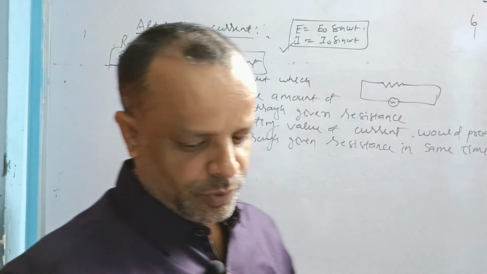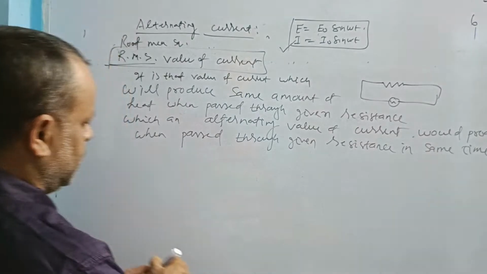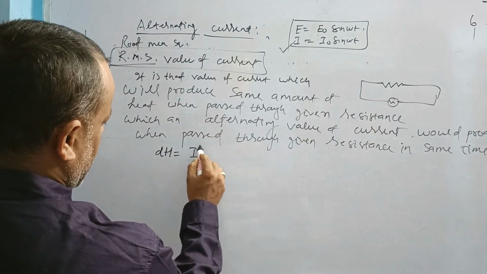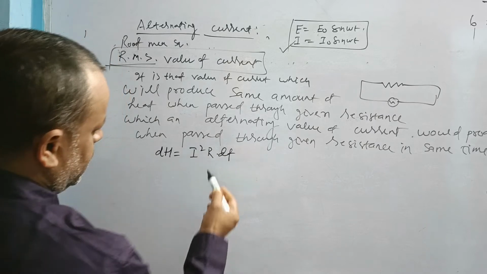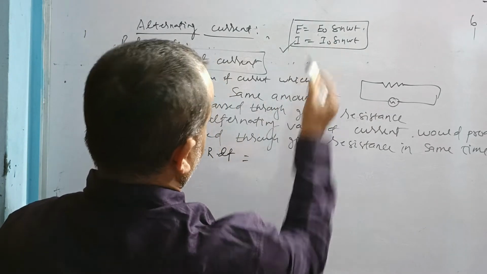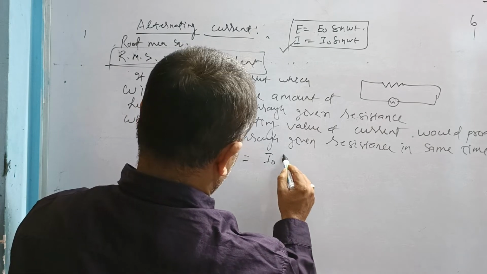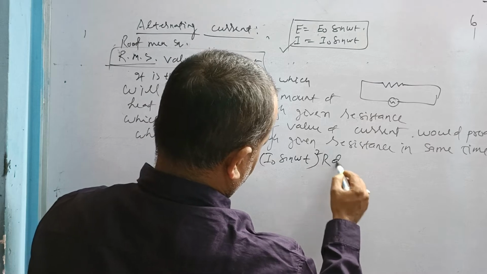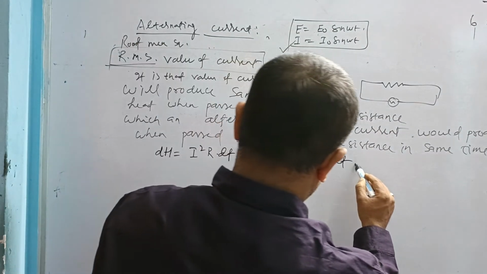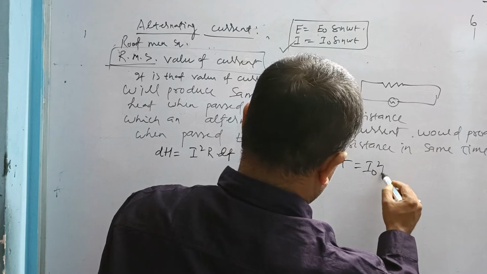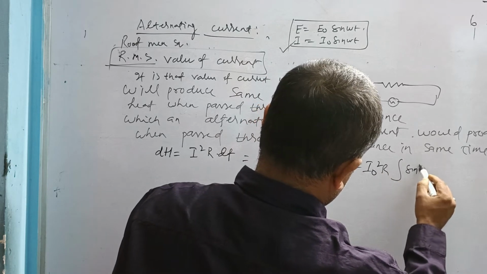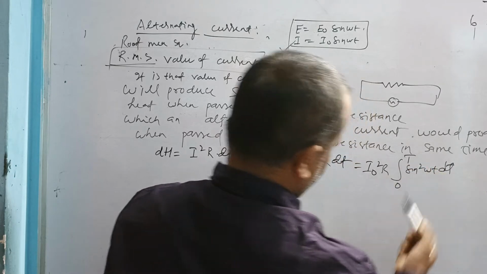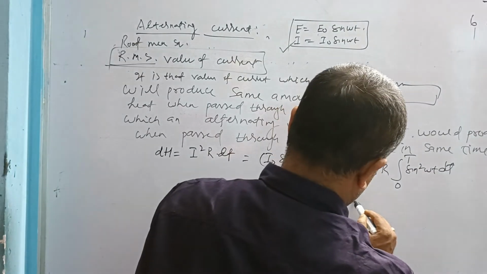So how to calculate this out? See, we know that according to Joule's law, heat production, delta H, is I square R into delta T. So what we'll do is that we know that I can be written as I naught sine omega T, whole square, R delta T. So what we get? This is I naught square into R. We'll have to calculate sine square omega T delta T, and it is going for the whole time period 0 to T.